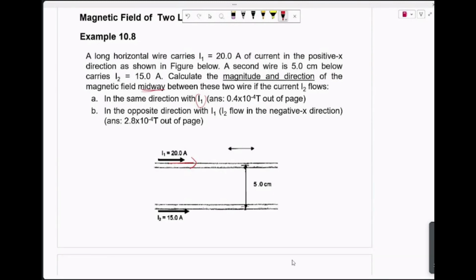Midway means that. So this is y1, this is y2, separated by 5 centimeters. But the question asks to calculate the magnitude and the direction of the magnetic field midway between the two wires. So the full way is from this wire to the other wire. Midway means half of the way, the middle of the way. So the middle of the way is going to be at the very middle between the two wires here. The distance from here to there will be 2.5 centimeters.